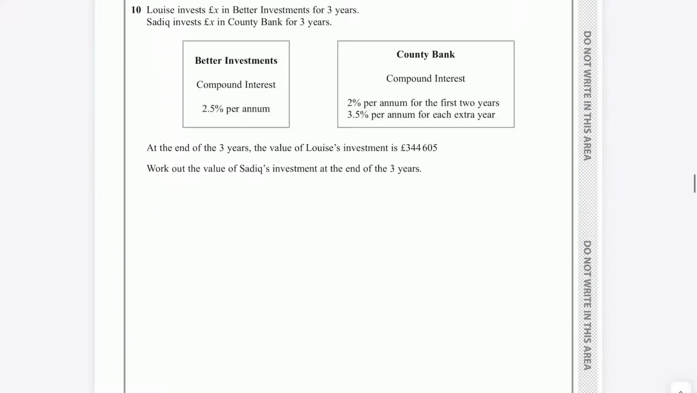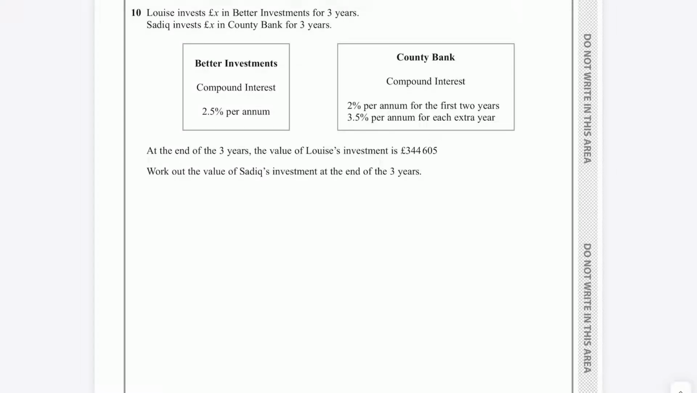To question 10, we've got 2 people who invest X pounds. So this basically means they both invested the exact same amount. And at the end of 3 years, Lewis's investment is that much. Work out the value of Sadiq's investment at the end of 3 years. So since they both started with the same money at the start, we want to work out what that original amount was. So in this case, we know Lewis went with better investments.